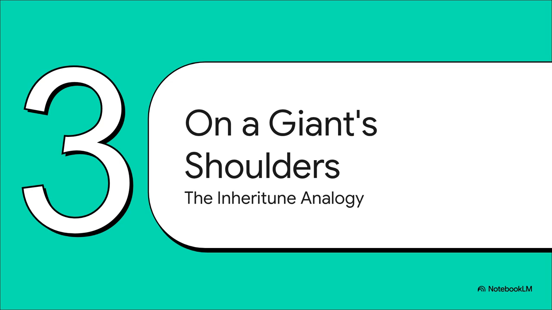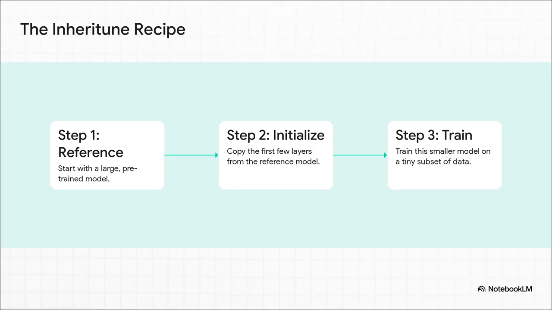To really wrap your head around how this works, let's go right back to our skyscraper analogy. Think of Inheritune as getting to build on the shoulders of a giant. Okay, here's how it works. First, you start with a massive, already trained model. That's your pre-built skyscraper. Then, instead of starting on the ground floor, you just inherit its first few layers. Now, these layers are crucial. They contain all the basic knowledge about language, grammar, the fundamentals. That's your solid pre-built foundation. And then, finally, you just build your new, smaller, custom model right on top of that. You're not building the whole building. You're just building the penthouse.